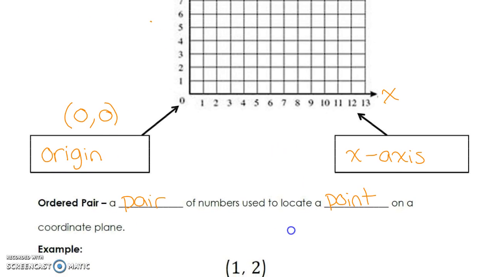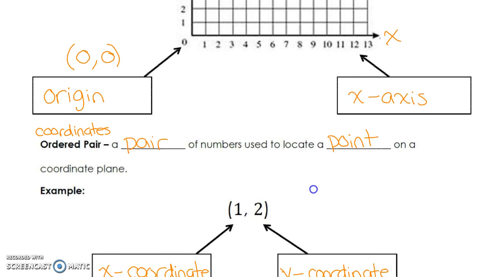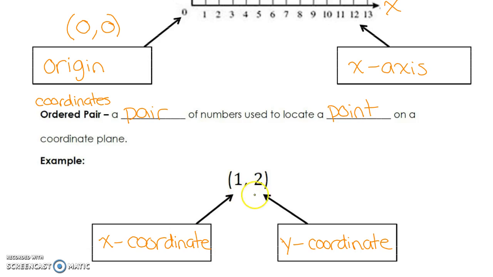An ordered pair, or coordinates, write the word coordinates as well. An ordered pair is a pair of numbers used to locate a point on a coordinate plane. So for example, we have this coordinate pair right here, (1, 2). So we write a coordinate pair in parentheses with a comma separating the x-coordinate from the y-coordinate. The x-coordinate tells us where we are on the x-axis, that horizontal number line, and the y-coordinate tells us where we are on the y-axis, the vertical number line.